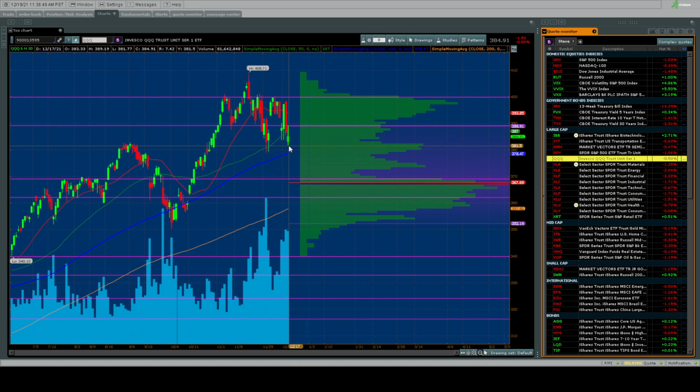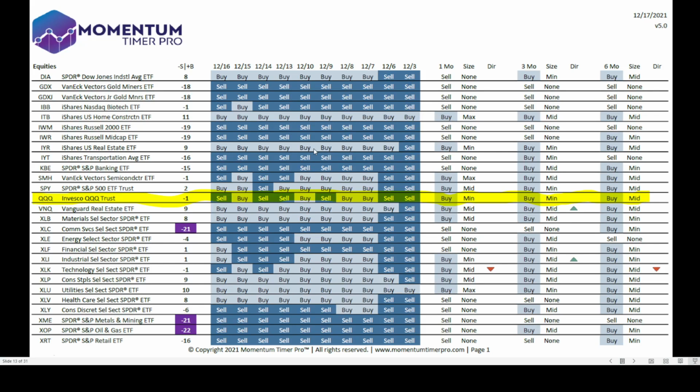suggesting that the likely move for the NASDAQ, like the S&P 500, is lower, not higher. But don't put it past the bulls, who will look at the 100-day moving average as an opportunity for support. Let's see what Momentum Timer Pro thinks about it.